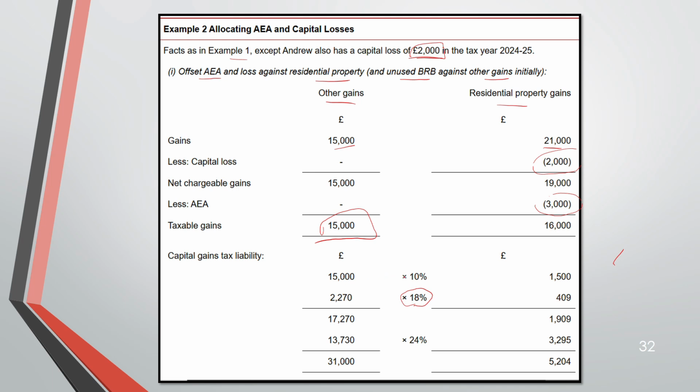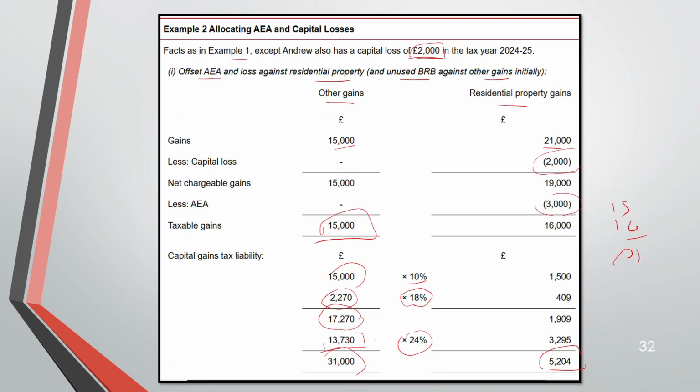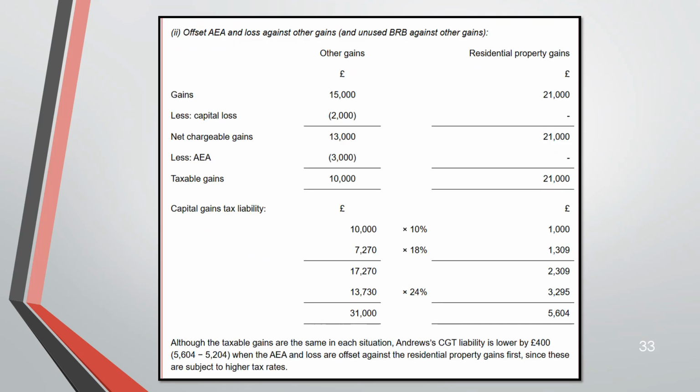So that's why 15,000 into 10%. And still, you see, this much of your basic rate band is remaining. Out of this, 15,000 is taxed at 10%. The balance goes to residential, at the lower rate of 18%. And then the balance, because if you add 15,000 and 16,000, your total is 31,000, will be taxed at the higher rate of residential, that is 24%. Add them together. This is your CGT. Now, in the second one, we are going the other way around. Just remember, it is 5,204.